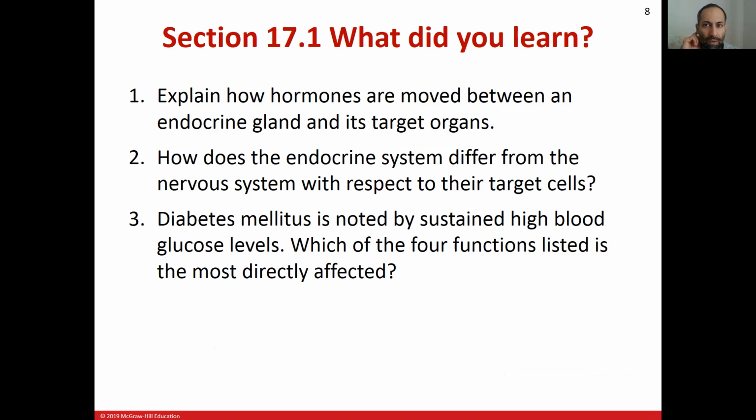All right, so let's see if we can answer these questions here. Explain how hormones are moved between an endocrine gland and its target organs. So how? Bloodstream. Remember, the endocrine glands simply pump out the hormones in your bloodstream, and wherever your blood goes, these hormones travel with the blood flow, okay?